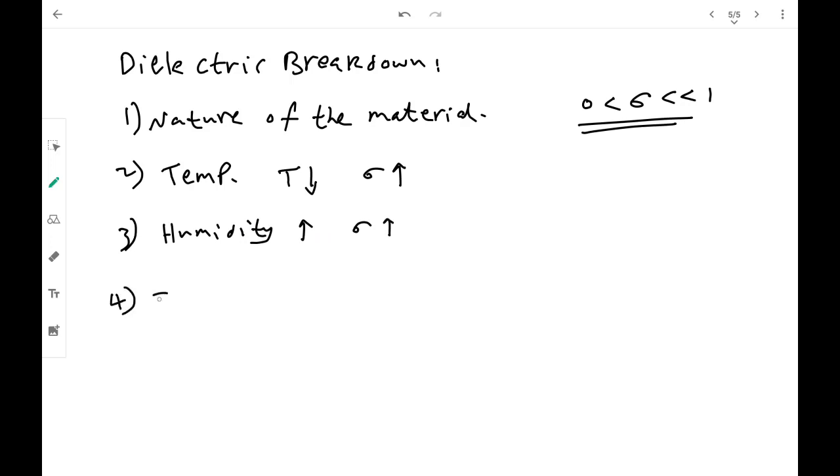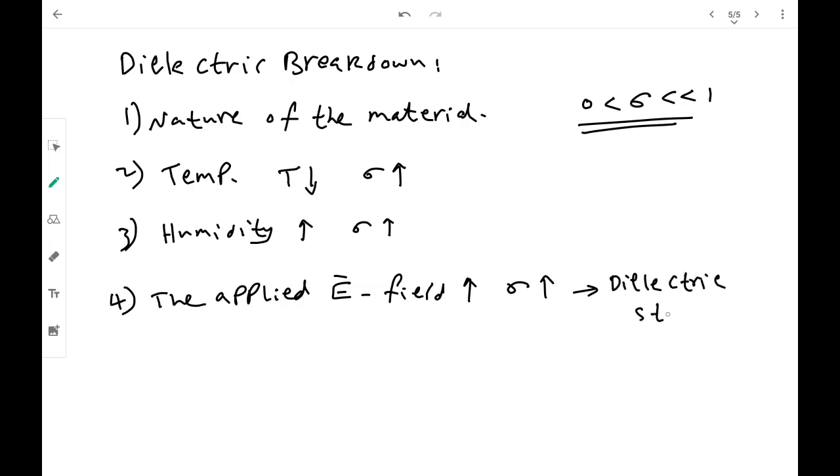The fourth factor is the applied electric field. If the applied electric field increases, sigma also will increase, since the current density J equals sigma times E. So we need to apply a certain electric field that the material can handle. Every material has a maximum electric field, and this is called the dielectric strength. It means the maximum value of electric field that the material can tolerate without breaking down.